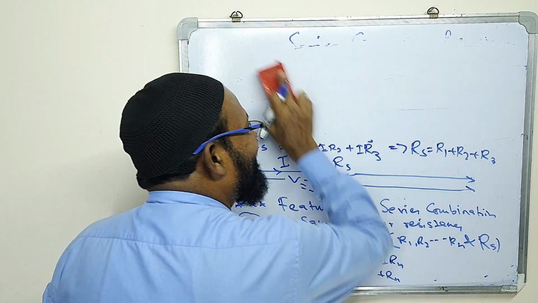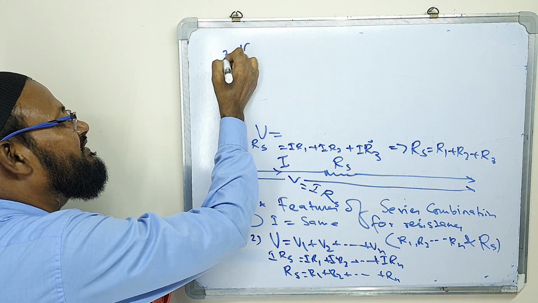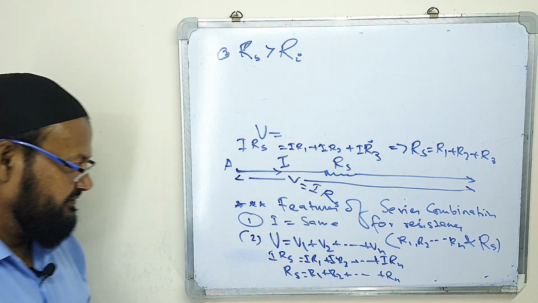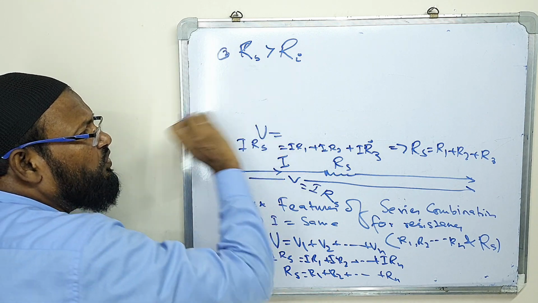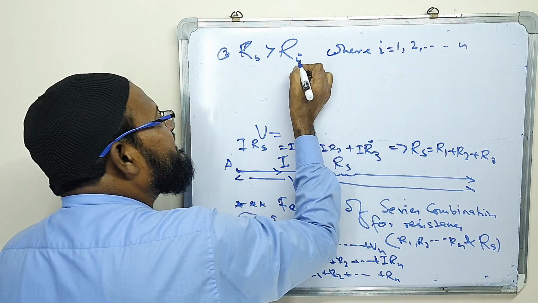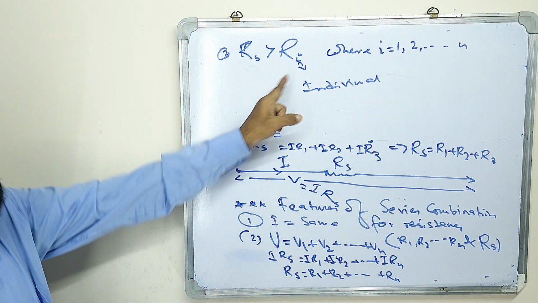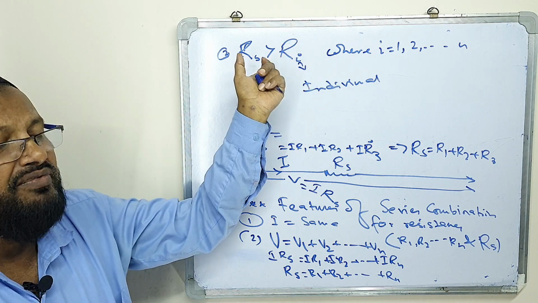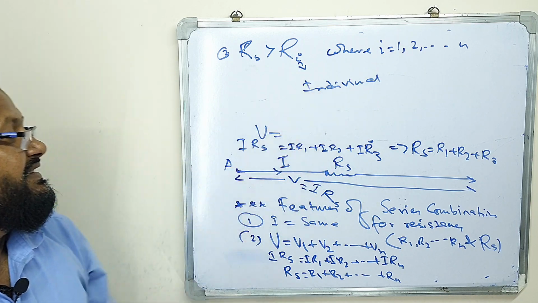Please see here. From here, what is the rule? Sir, this part is very, very important. Rs is greater than Ri. What is the meaning? Where i equals 1, 2, dot dot n, this i means individual resistance. This is the resultant or equivalent resistance, which is greater than any one of the individual resistances. In case of series connection, be careful: Rs is greater than Ri.